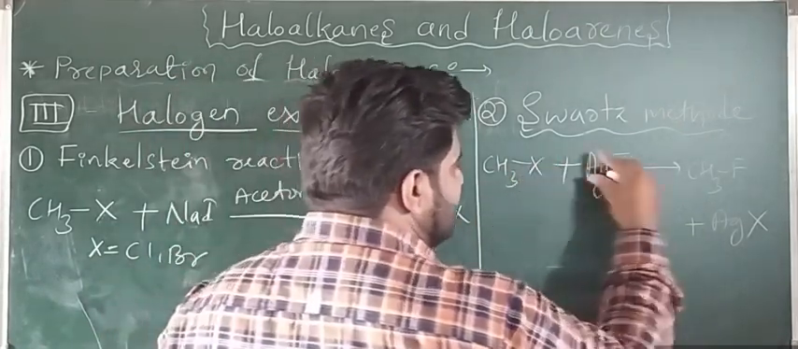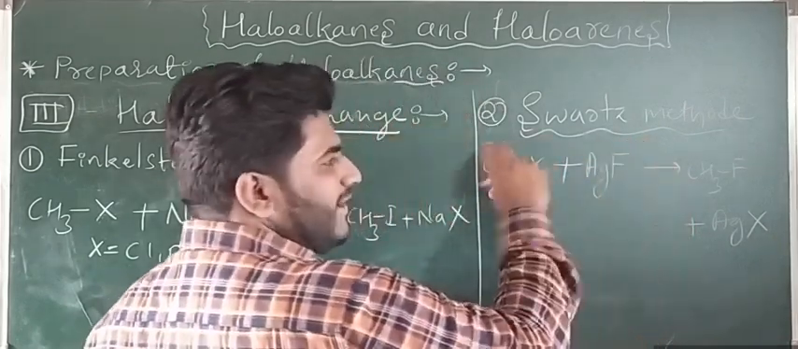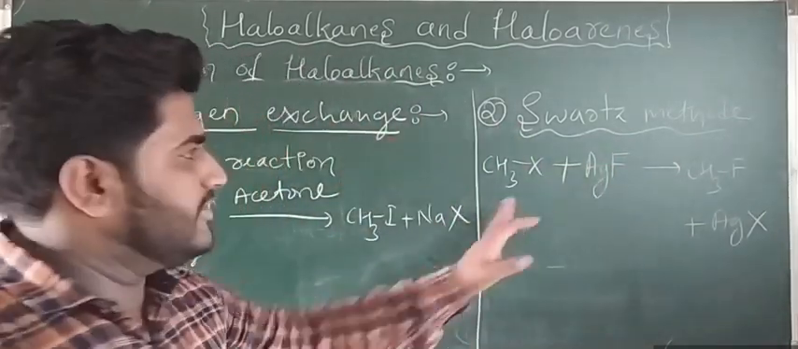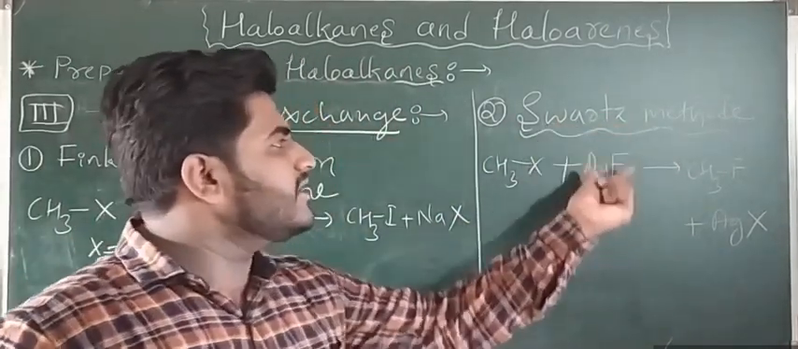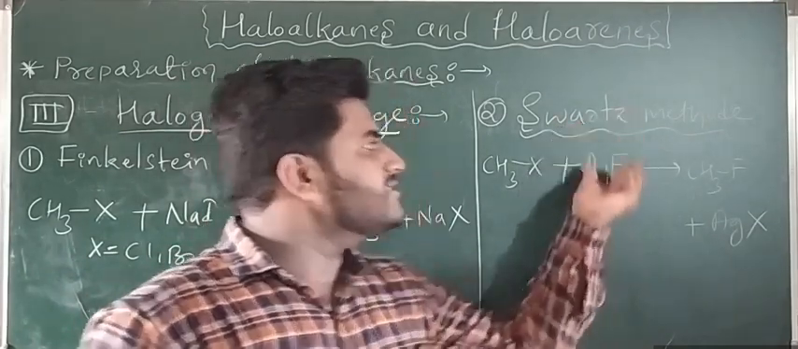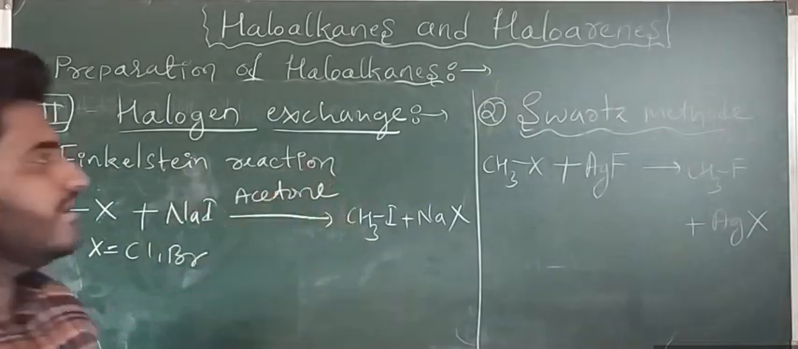Look at here. X is given to silver, and fluorine is given to the methyl group. So again, the halogen is exchanged. Therefore, the name halogen exchange method. And in the Swarts reaction, Swarts used silver fluoride as a reagent. So in Swarts, silver fluoride; in Finkelstein, sodium iodide. So carefully remember this one.